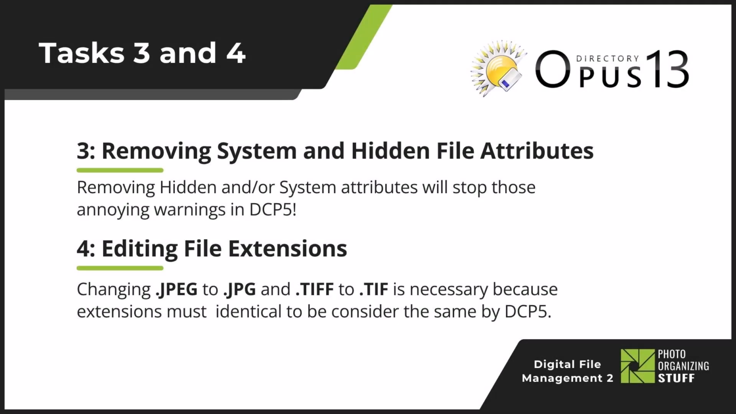Tasks 3 and 4 can be handled by Directory Opus very easily. Removing system and hidden file attributes will put an end to the annoying warnings you get when trying to move files with those attributes. And editing file extensions is necessary so that the same file extension option in DCP5 can be used.